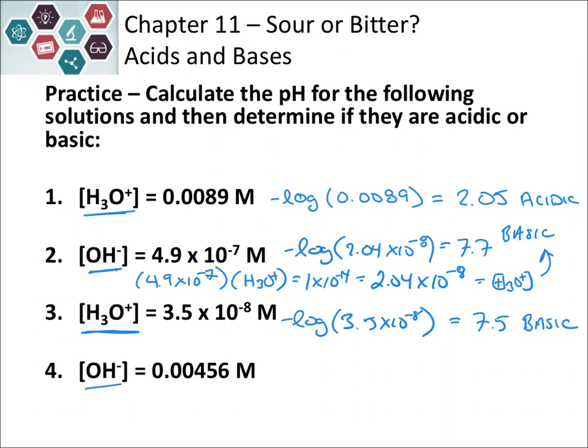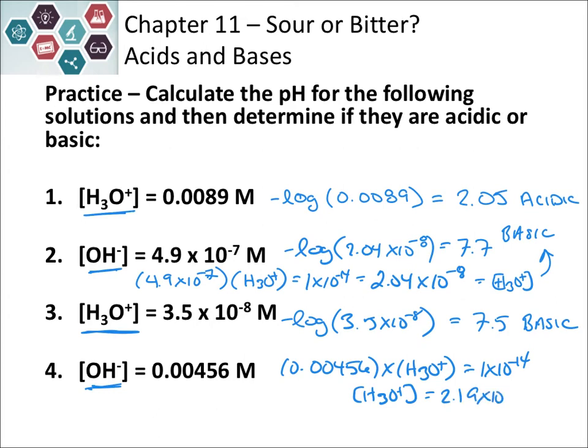Number 4, we have hydroxide. So first we need to solve for hydronium. So we're going to do 0.00456 times hydronium is equal to 1 times 10 to the negative 14th. So if we solve for hydronium, you should get 2.19 times 10 to the negative 12th. If we take the negative log of that, you should get a pH of about 11.7. This is again basic.